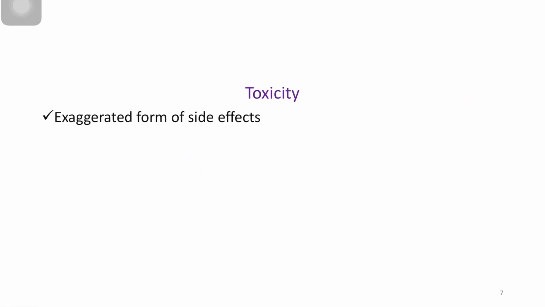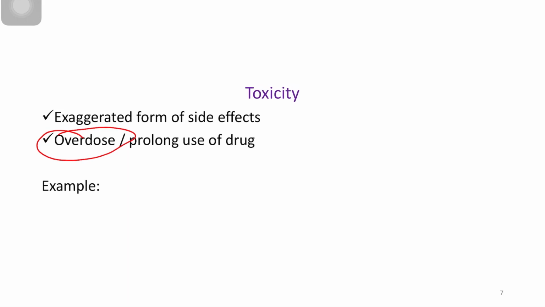Third is toxicity, and as the name suggests, it's an exaggerated form of side effects, associated with prolonged use or overdose of medications. If we use the drug in higher doses, or if we use the drug for a longer period of time, there are high chances of toxicities. An example is heparin, which we use as an anticoagulant medication. If we use this medication in a larger dose, or for a longer period of time, the patient might end up with bleeding.